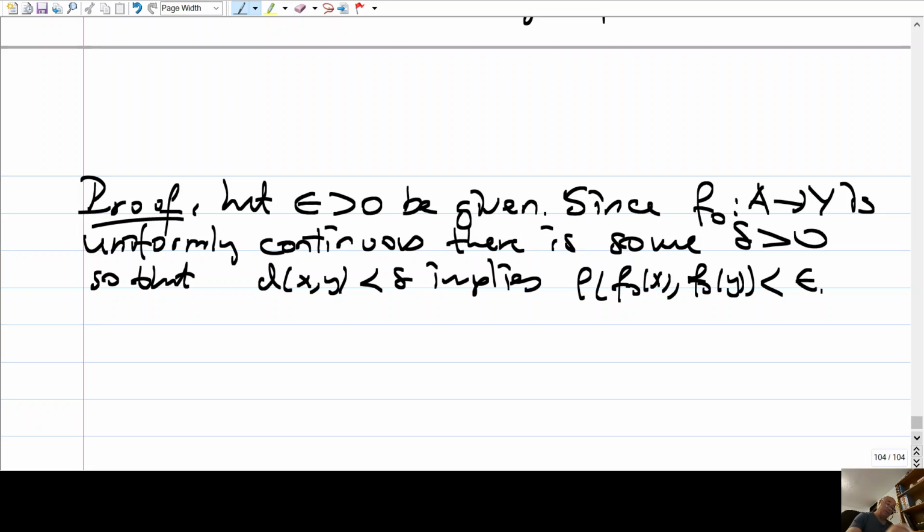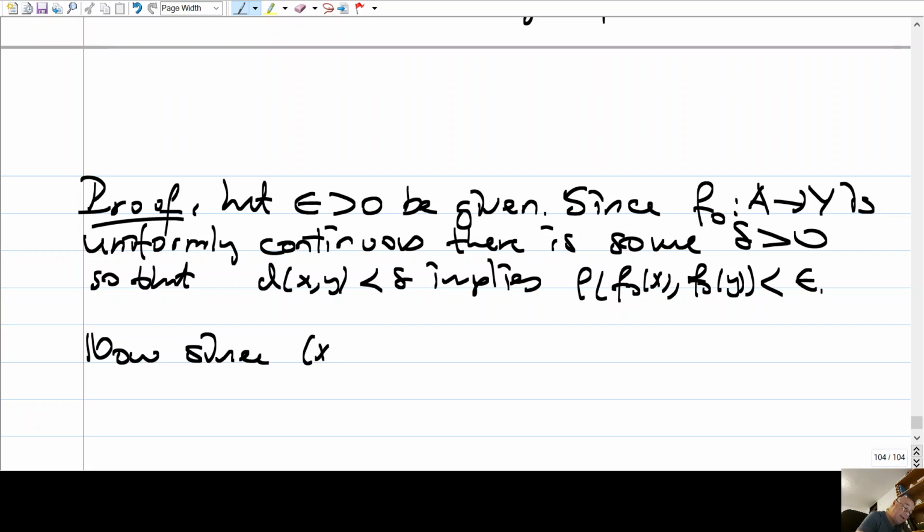Okay, now if I can make the terms of my sequence delta close to each other, then their values under f0 will be epsilon close. That's what I want, right? And I can make the terms of the sequence xn delta close to each other because xn is a Cauchy sequence, right?